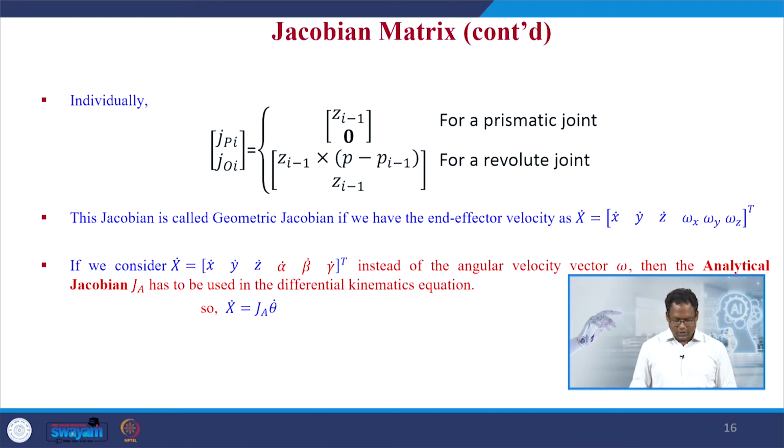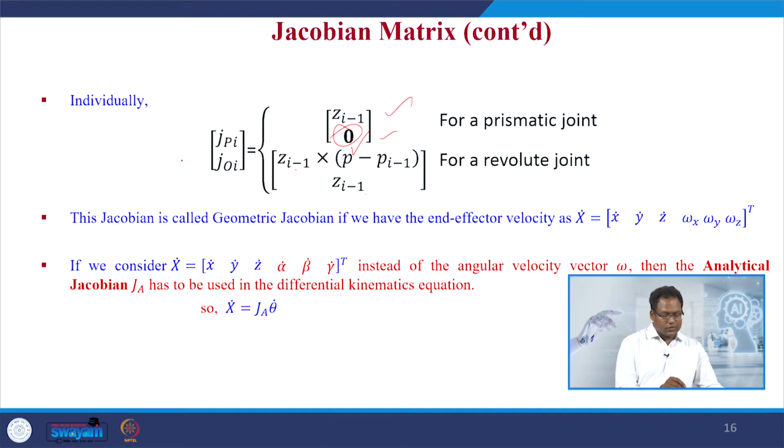Each column of the Jacobian matrix is given by JPi and JOi, being Zi minus 1 and the 0 vector for a prismatic joint, because the orientation part will be 0 here, whereas for a revolute joint it is Zi minus 1 cross (P minus Pi minus 1), where Zi minus 1 is the third column of the rotation matrix for the i minus 1th frame, P is the end effector position, and Pi minus 1 is the fourth column of the homogeneous transformation matrix for the frame i minus 1.